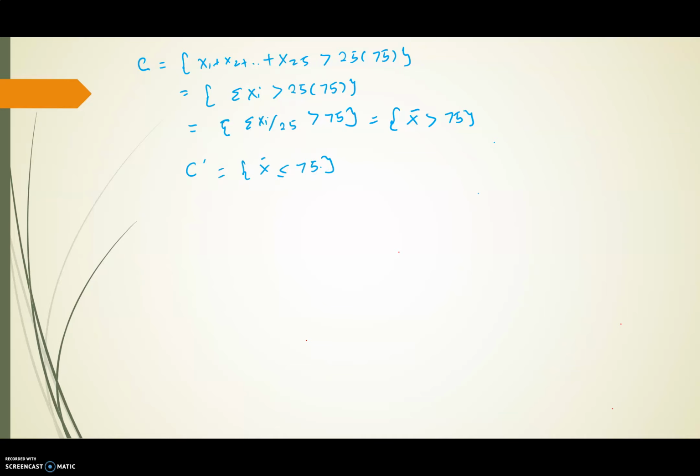The first question: we want to find the power of the test. Let us define the power of the test as k theta, and write k1 theta for the first test. We reject H naught, so the probability of rejecting H naught, where the rejection region is x bar greater than 75, depends on the value of theta. This is the power of the test.